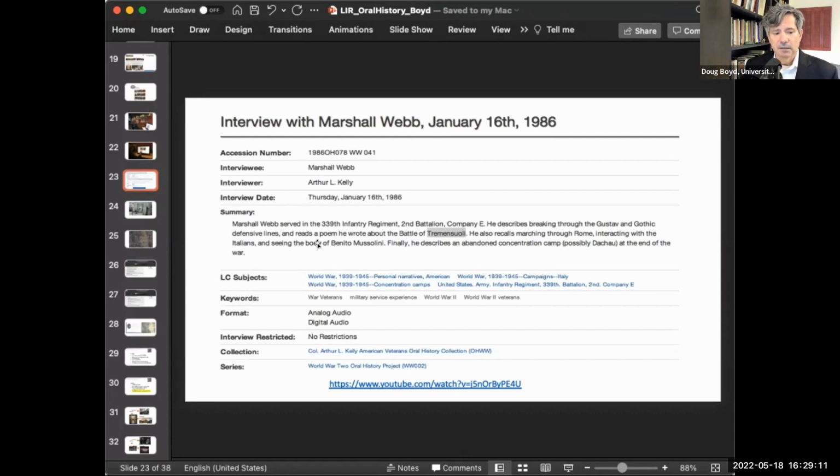And it turns out this veteran broke out into a poem about the battle that he fought in Tremensuoli in the middle of this oral history recording. But like a good reference archivist, our people said, hey, researcher, you've requested this. He was writing his first novel about this town of Tremensuoli, set during the war.